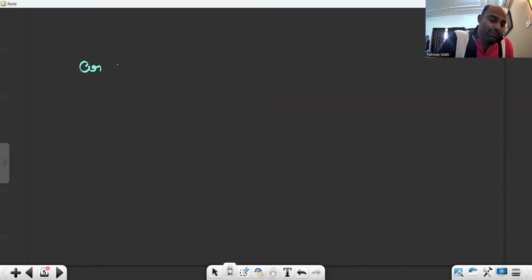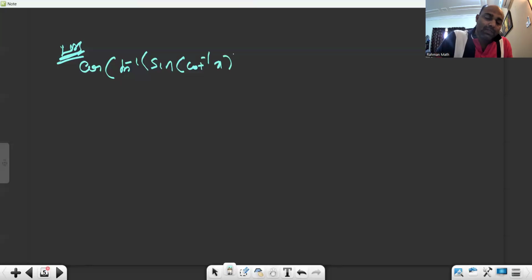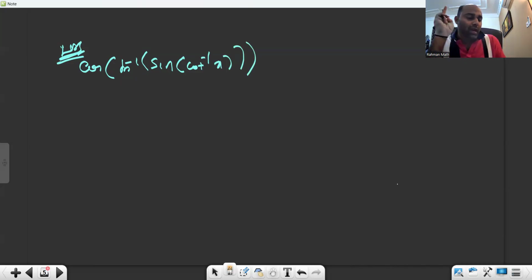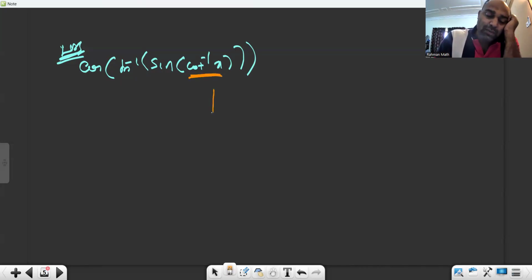LHS, 11th one. Cos of tan inverse sine of cot inverse x. You people have to try the remaining questions, especially the 13th one, which you can do the same way, and then the 9th one. So I'm doing the 11th. Cot inverse x came, draw a right angle triangle. Cot definition is what? Adjacent side by opposite.